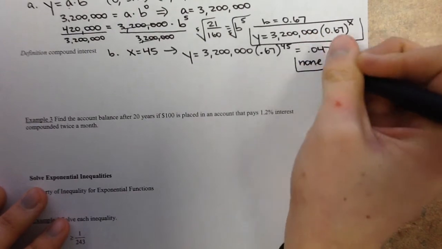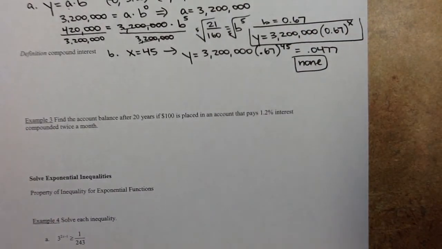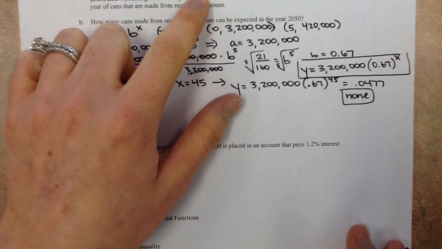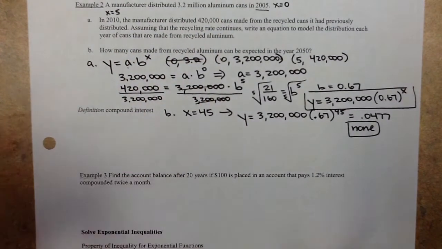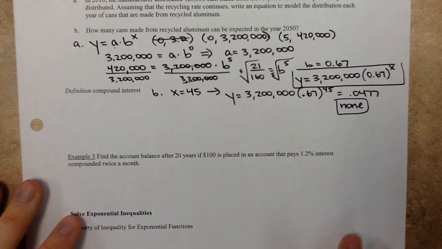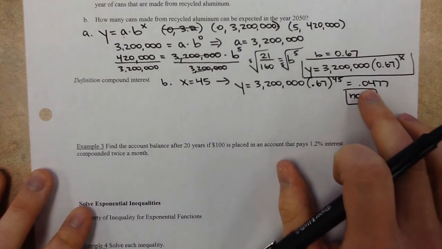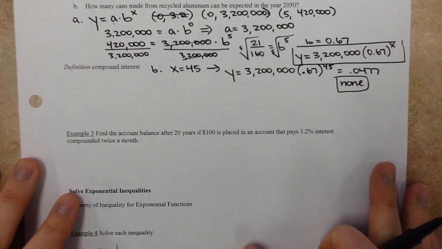After a certain number of years, like in 5 years, they went from 3.2 million down to 420,000. It's shrinking pretty quickly. Apparently after 45 years, it shrunk so fast that there are none left. So you would just end up with none. You're not going to have 0.05 cans. That's barely even a real number.